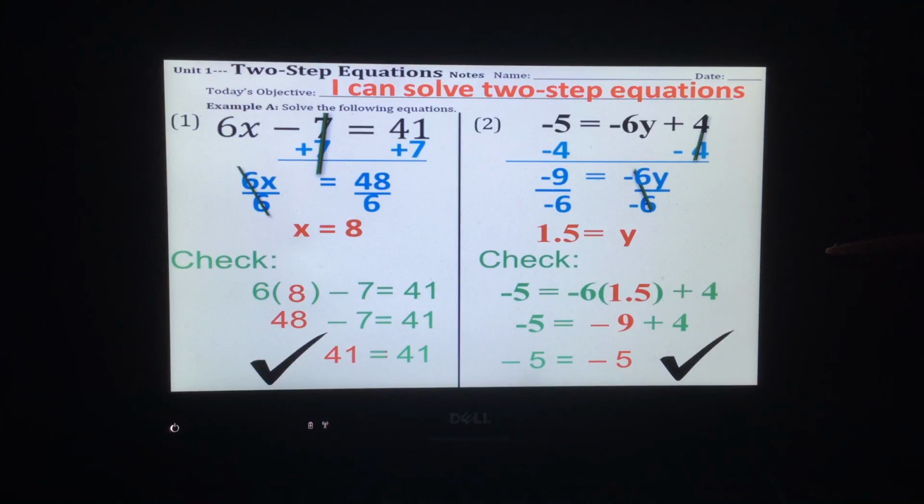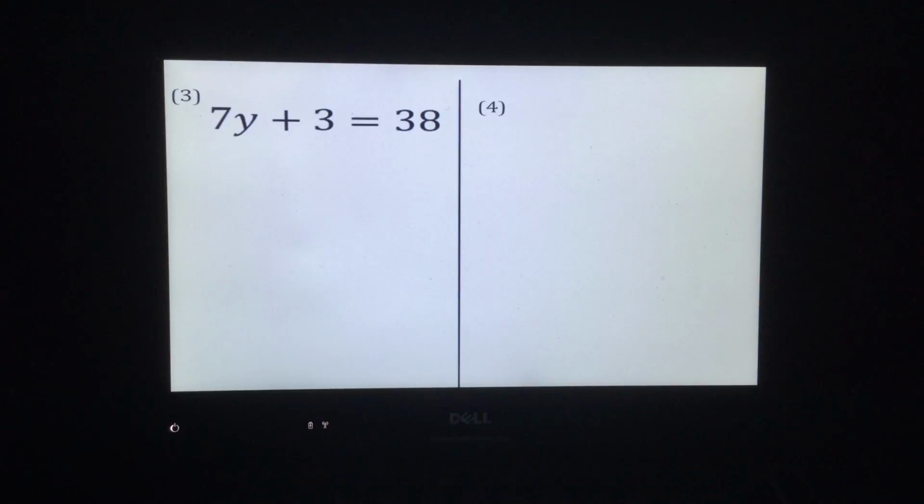All right. And then here is number 3. I want you to try number 3 on your own. We have 7y plus 3 equals 38. So solve for y, get it by itself, and check it.